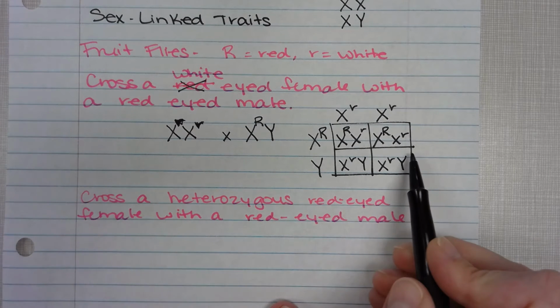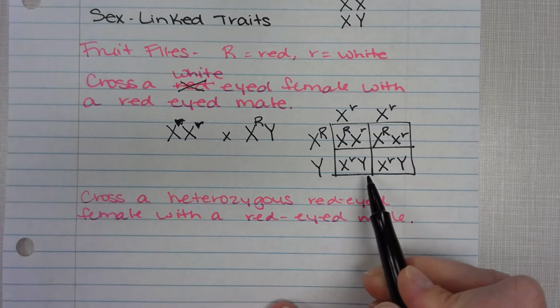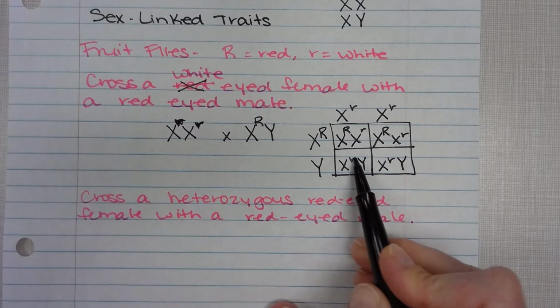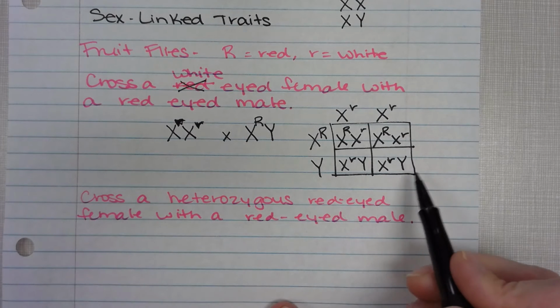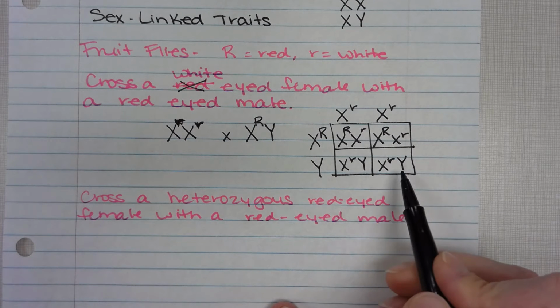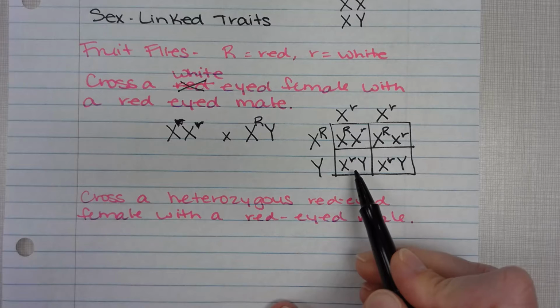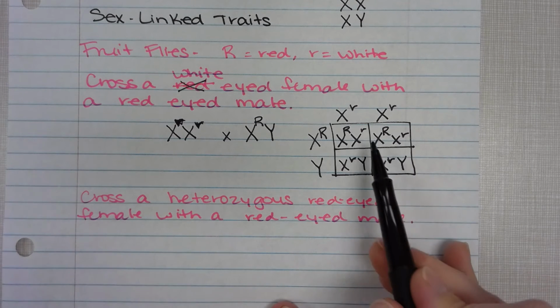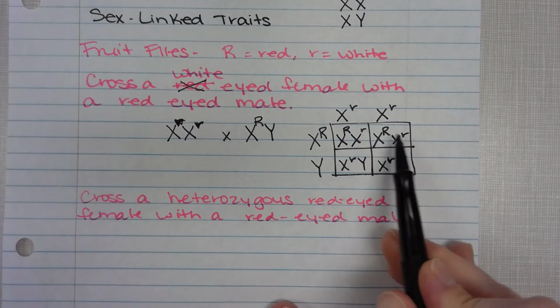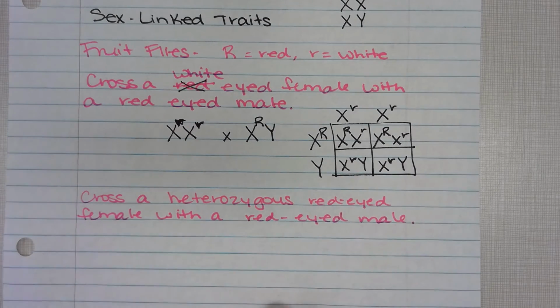Your males, all of your males would have white eyes because they have that little allele, lowercase r. No chance of them having red eyes. In order for them to be red, they have to have a capital letter, which they don't. So that's why I said they either have red eyes or they have white eyes. They can't be carriers. Only females can be carriers of a trait because they have two X's.